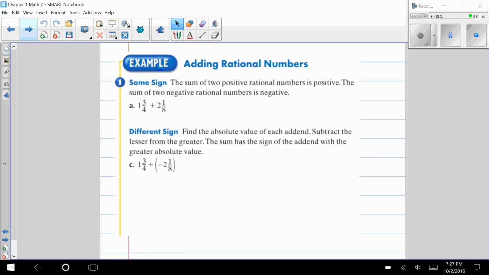Let's look at the first one. We're adding two numbers with the same sign. Just like with integers and decimals, they have the same sign, so we add the two numbers and stick the sign on the front.